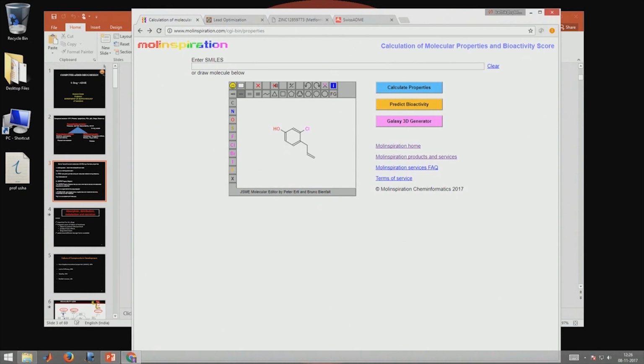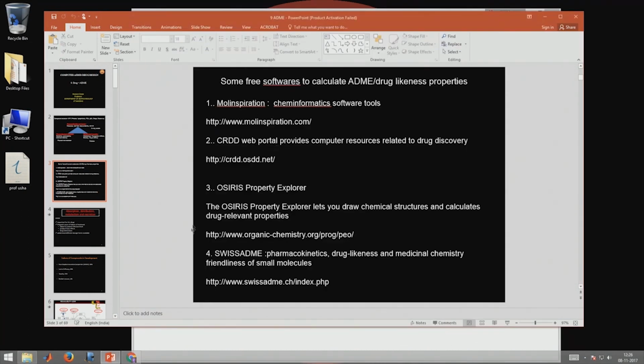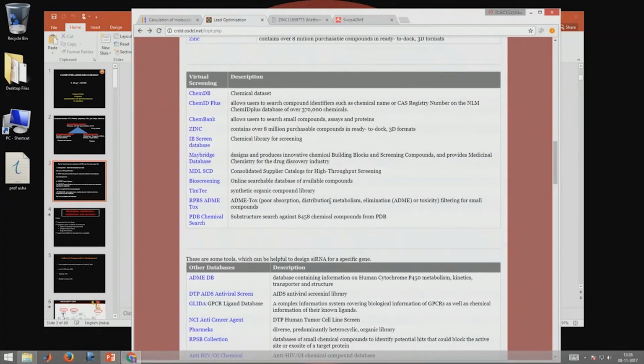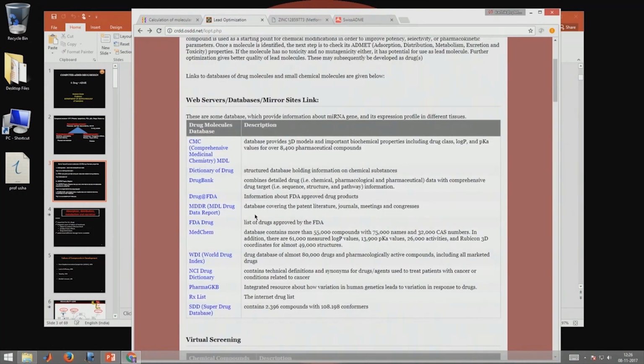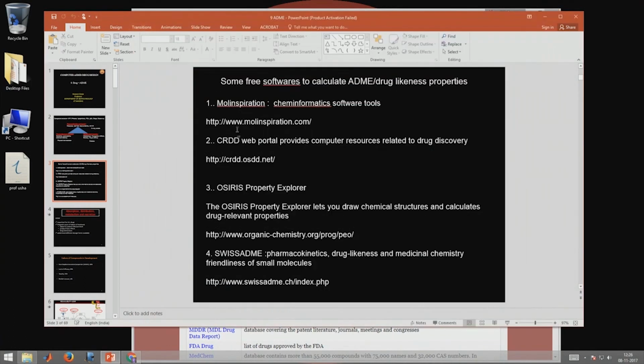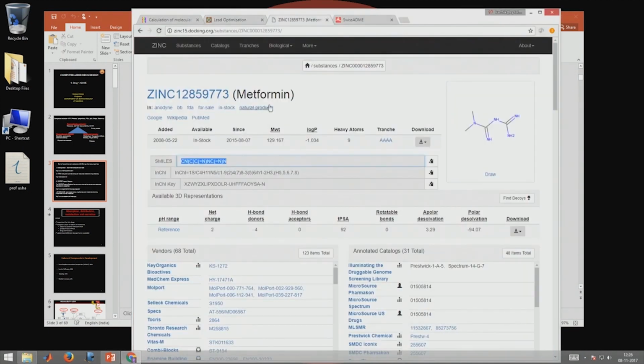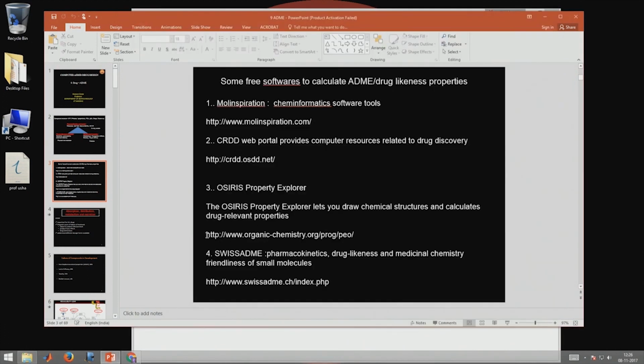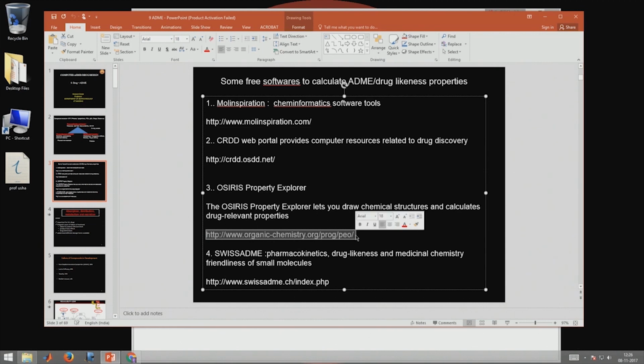We can do that. Another software, like I mentioned, CRDD web portal, we can look at that also. That is called computational research for drug discovery. There are a lot of softwares which can do the predictions. Okay, as you can see here, we will not go too much into this. The third one, which is the Osiris property explorer, and again we will not go into that also. Okay, if you want to look at that front page, this is called the Osiris property explorer.